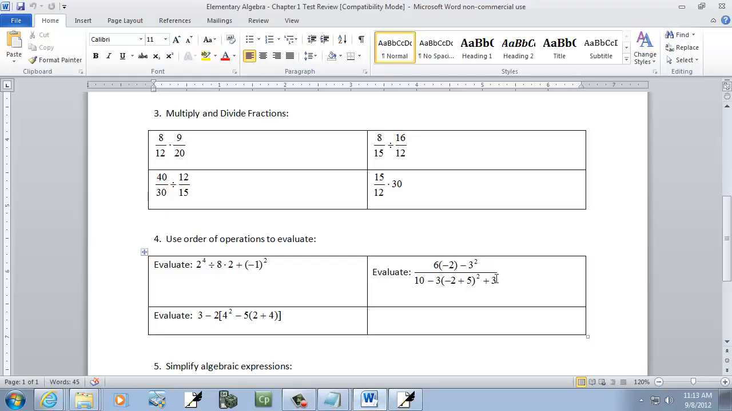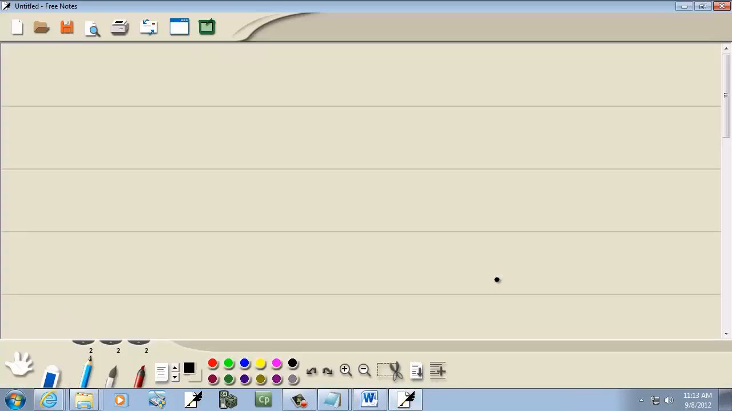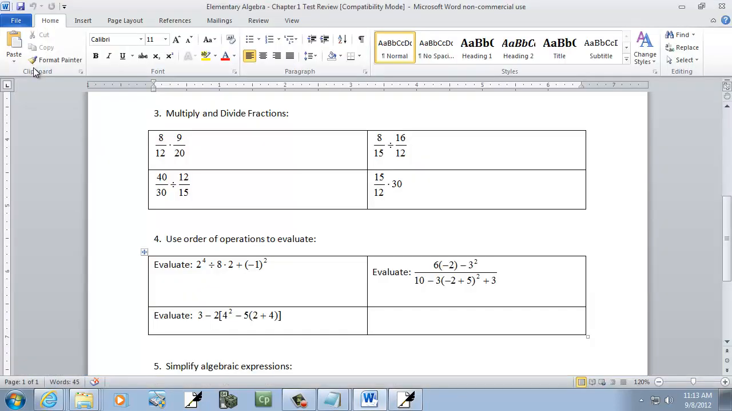Let's take a look at our third problem type. You should be able to multiply and divide fractions. So I'm going to look at my different examples of that.